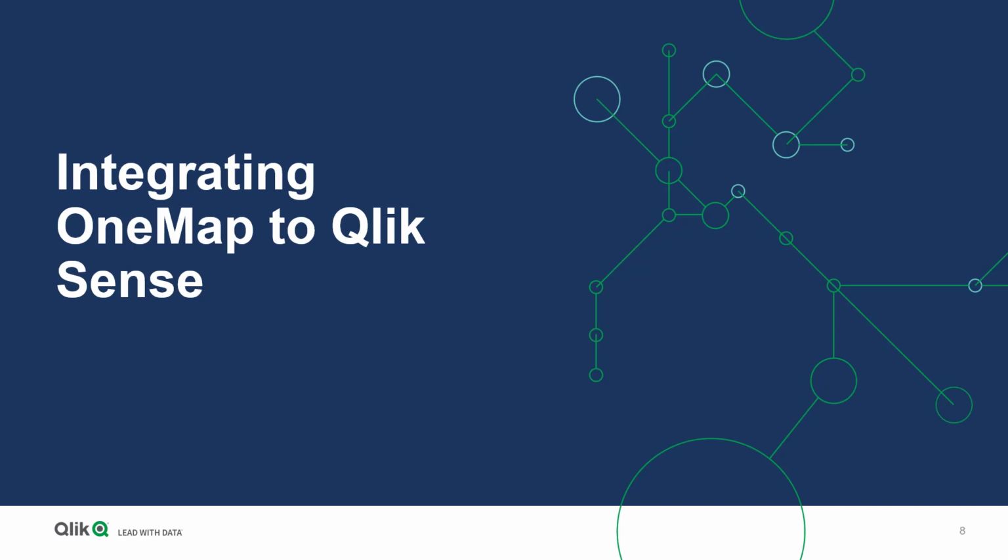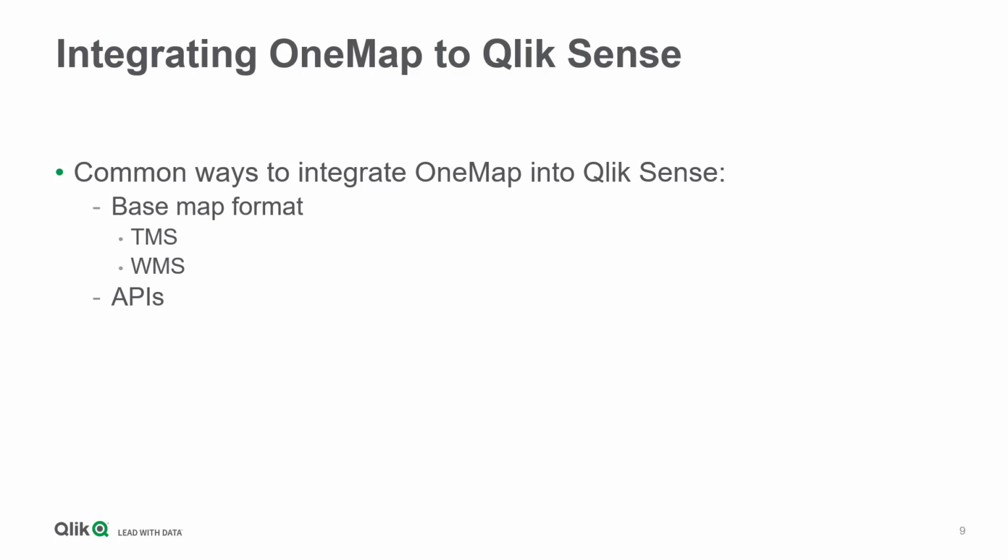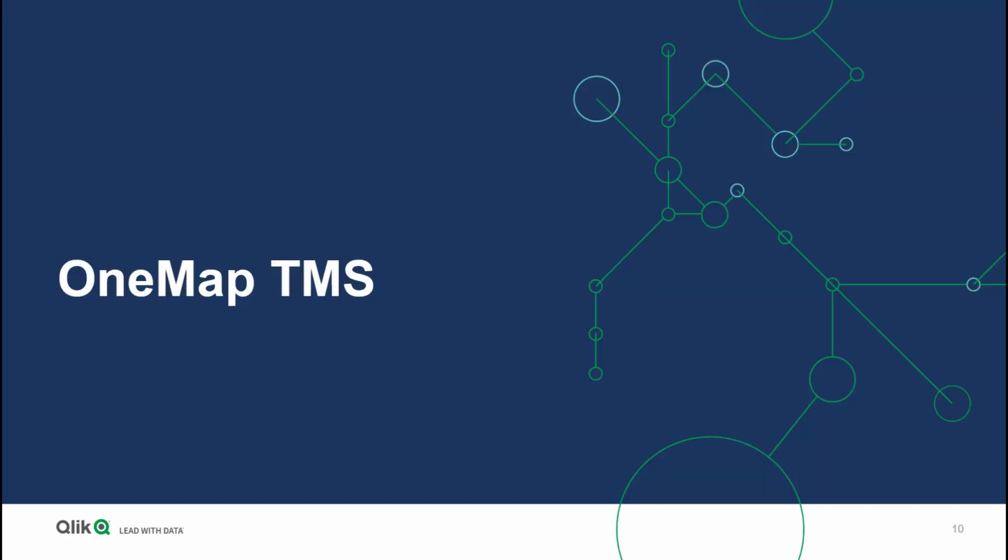Now, how do we actually integrate OneMap to Qlik Sense? There are three ways that you can do so. First, you can use the base map through TMS. The other way is that you can use the base map format through a WMS. And lastly, you can use APIs that you can integrate to Qlik Sense as well. Let's get started by looking at the first integration method through OneMap TMS.